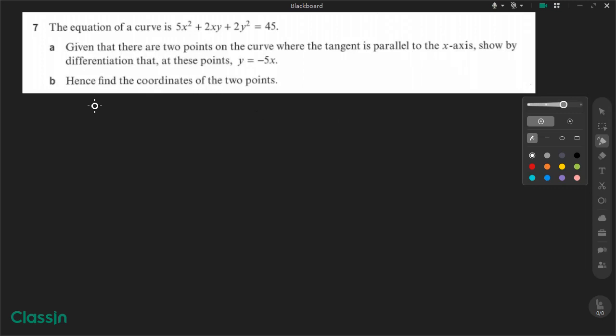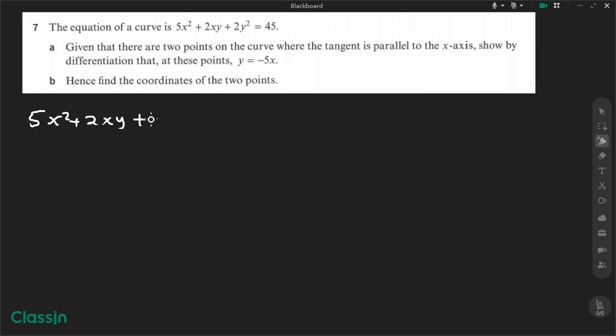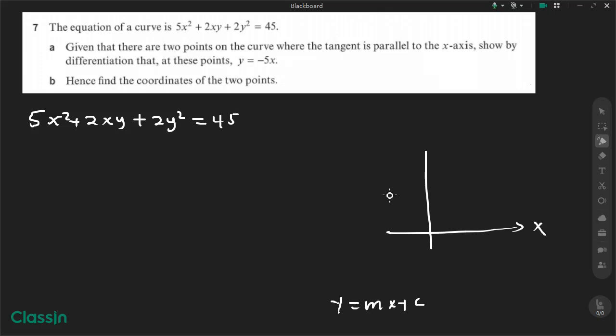All right, so this is basically simple. If we take the curve 5x squared plus 2xy plus 2y squared equals 45, we need to look at the point where the tangent is parallel to the x-axis. Now, we know that a tangent is a straight line, and every straight line is of the form y equals mx plus c. So any line which is parallel to the x-axis is of the form y equals c.